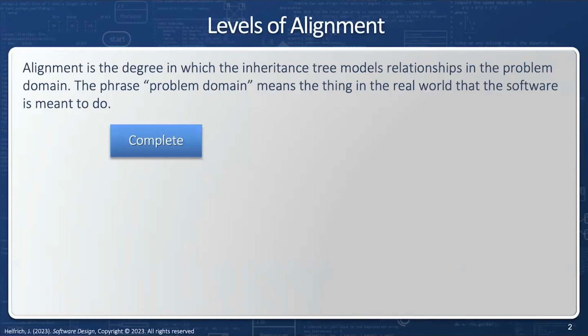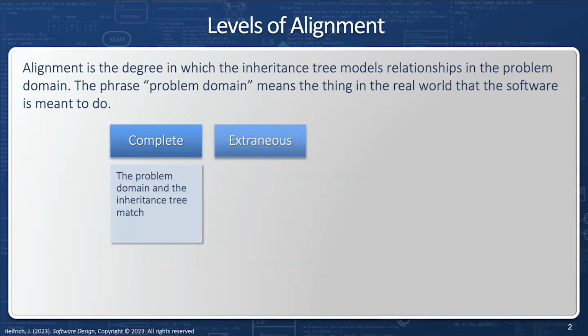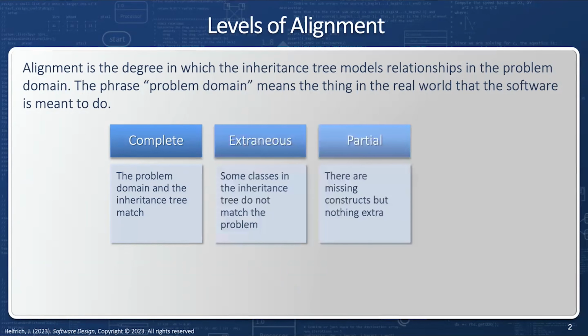Now we have complete alignment. The problem domain and the inheritance tree match. In other words, every element the subject matter expert can think of has a corresponding element in the inheritance tree and vice versa. Extraneous means you might have an extra base class or an extra class that is not in the problem domain. Partial means that there are missing constructs, but nothing is extra.